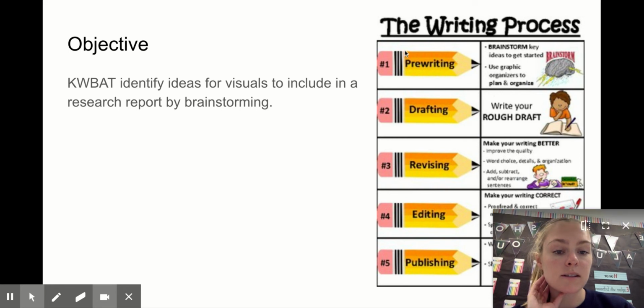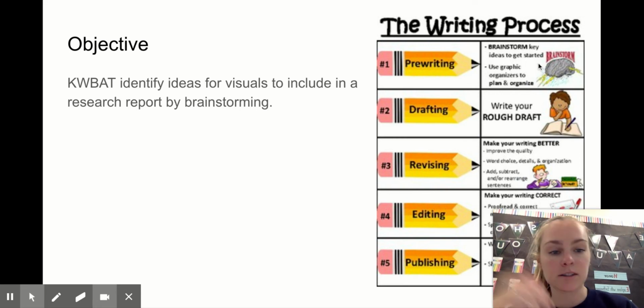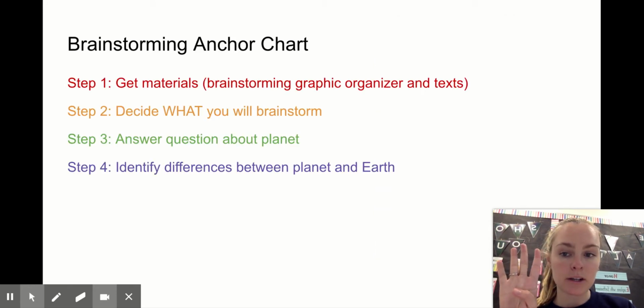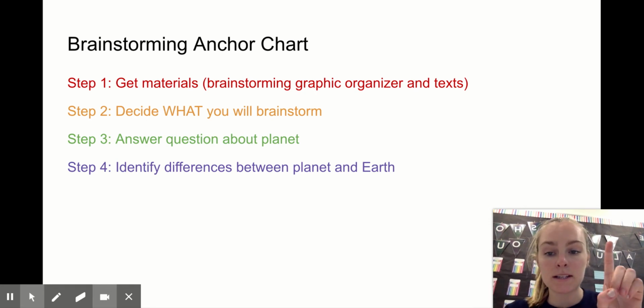Remember, brainstorming is the first step in the writing process. And this is where it gets everything started. We're going to use a graphic organizer to make sure we make a plan and stay organized. So there are going to be 4 steps that we need to follow when we are brainstorming.